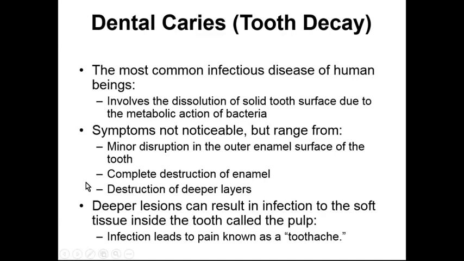We can also have some deeper lesions resulting, and this can occur when the soft tissue inside of the tooth becomes infected, and this soft tissue is the pulp. These infections can lead to a pain known as a toothache, and once the toothache has occurred, generally speaking, the only remedy is to drill out the pulp and replace it with a filling.